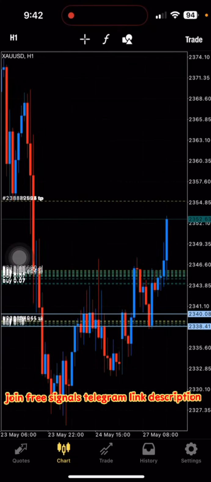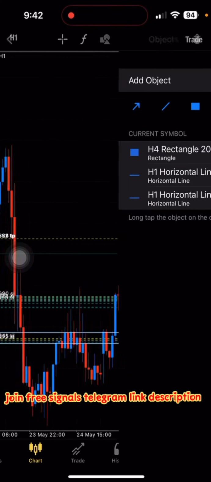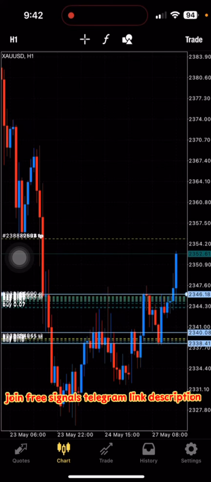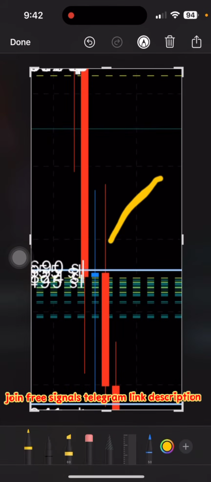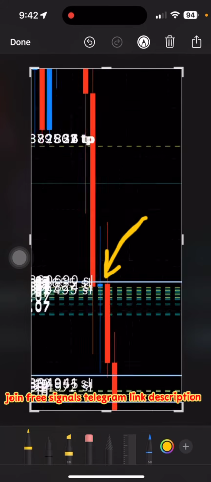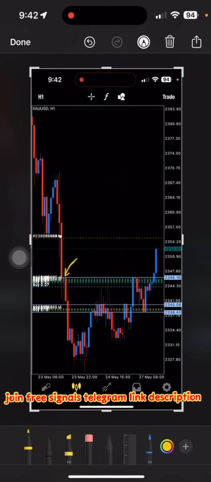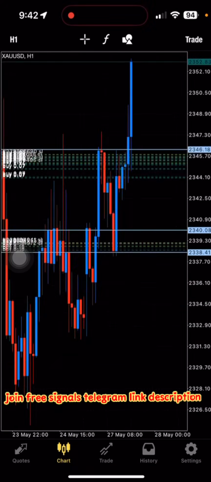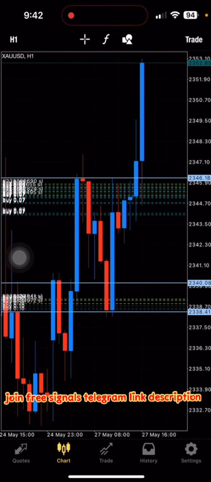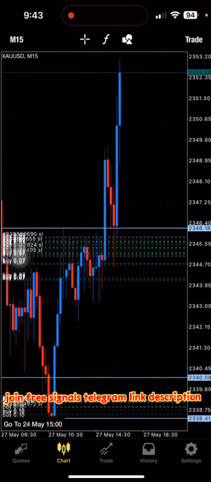Actually, since Friday, I already shared about this key level, 2346. You can zoom out, you can see the last resistance is 2346. If this key level breaks out, you buy. You buy. And then you can check H1 breakout and pullback. But where is the pullback? You can use the lower time frame confirmation.